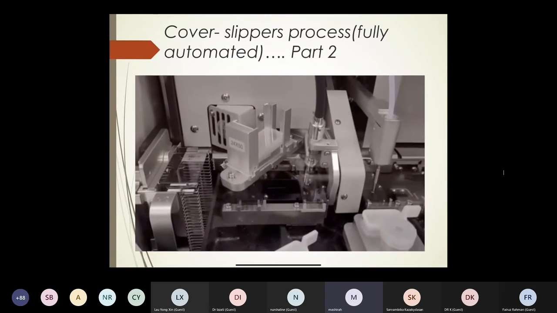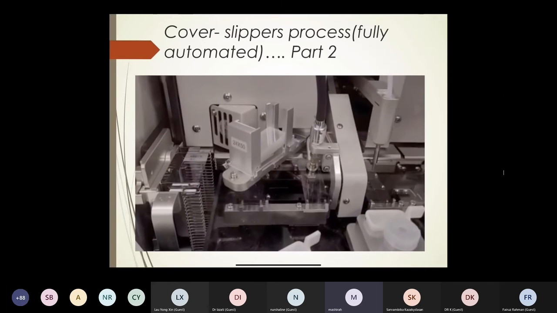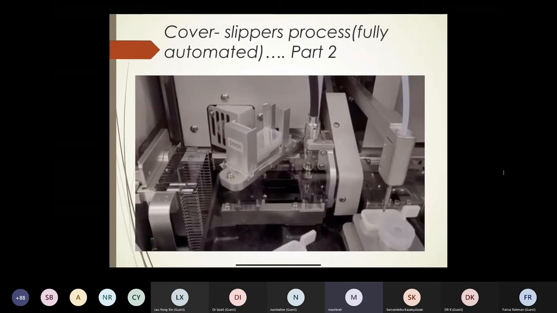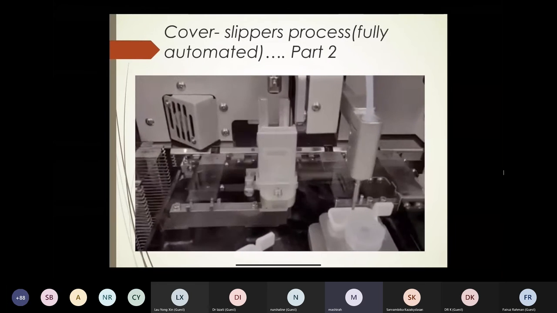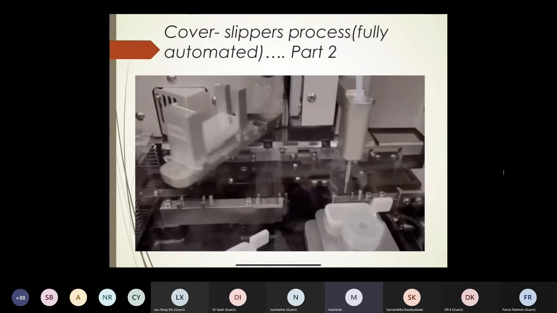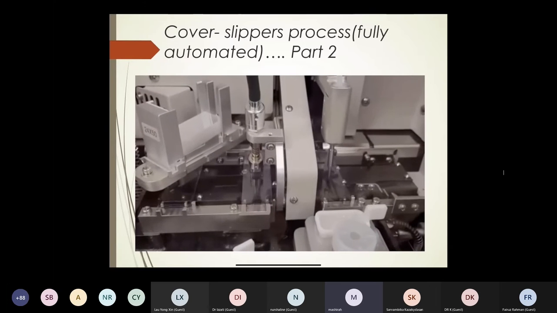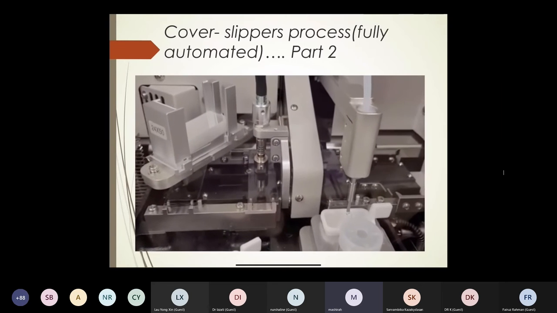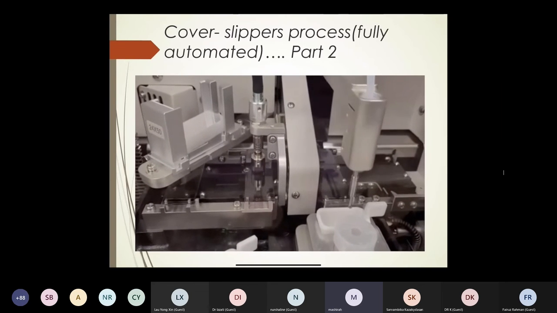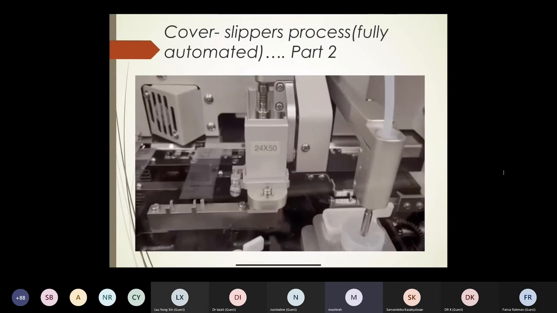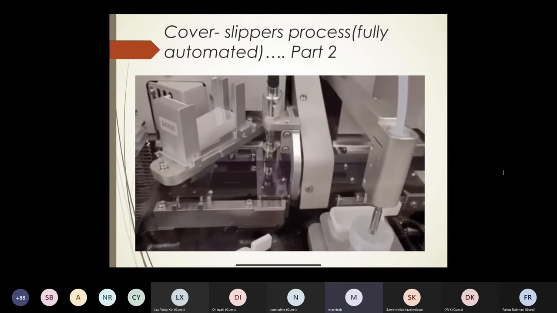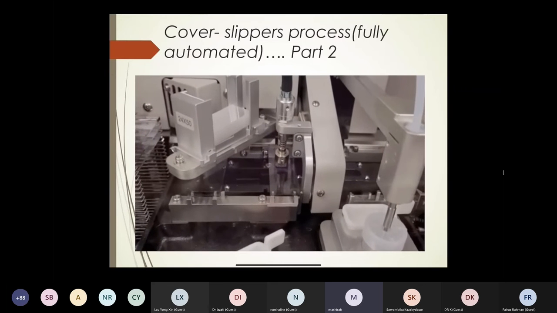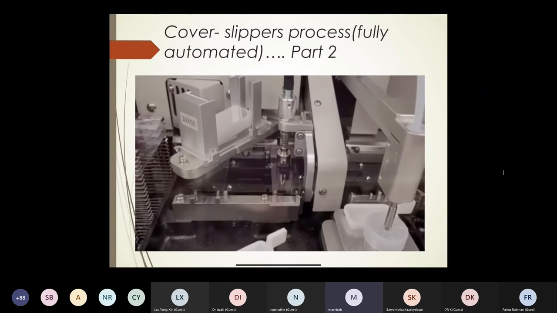Once the slide has dried, it will be placed on the rack on the left hand side. This process will be repeated on a new slide. So it's a well coordinated process. So see the last slide.